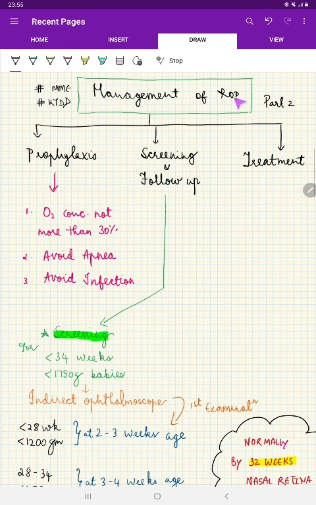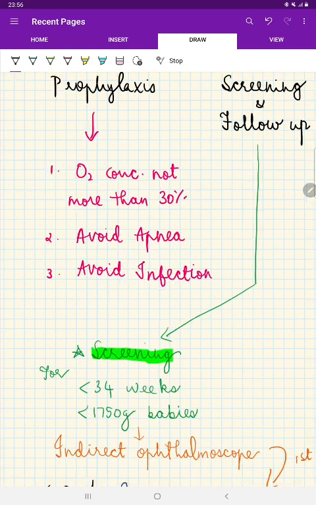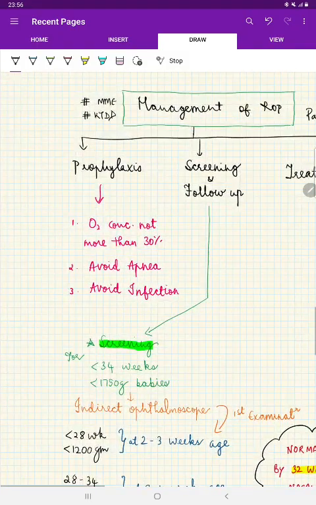Now, basically, management, what are we going to do? We need to do first prophylaxis, then screening and follow up, then treatment. What is the prophylaxis? If a baby is on oxygen supplementation therapy, then oxygen concentration should not be more than 30%. That's one point. And we should avoid apneic episodes and we should avoid infection in the baby. This is the prophylaxis for ROP.